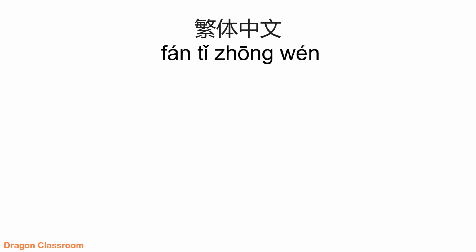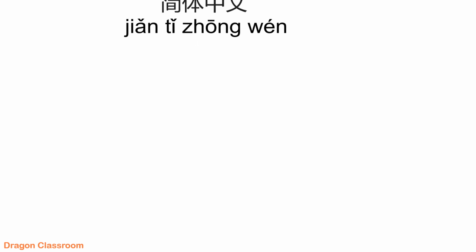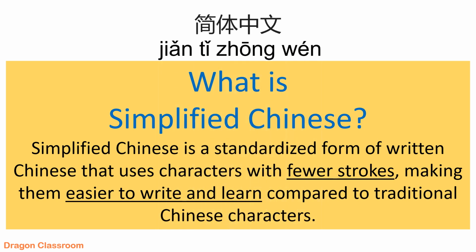Traditional Chinese. Traditional Chinese refers to the original, more complex form of written Chinese characters. Simplified Chinese. Simplified Chinese is a standardized form of written Chinese that uses characters with fewer strokes, making them easier to write and learn compared to traditional Chinese characters.